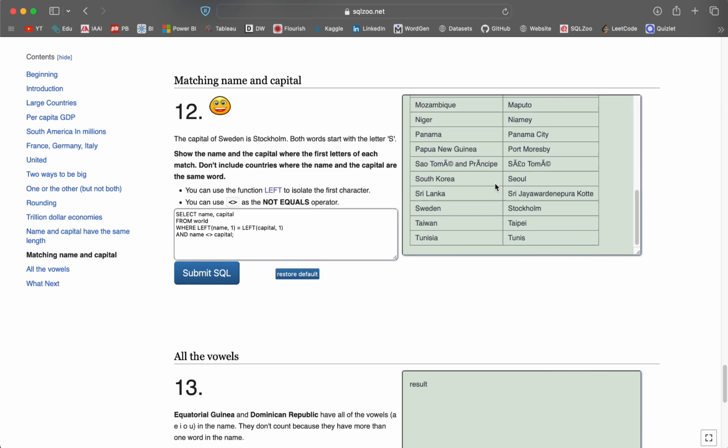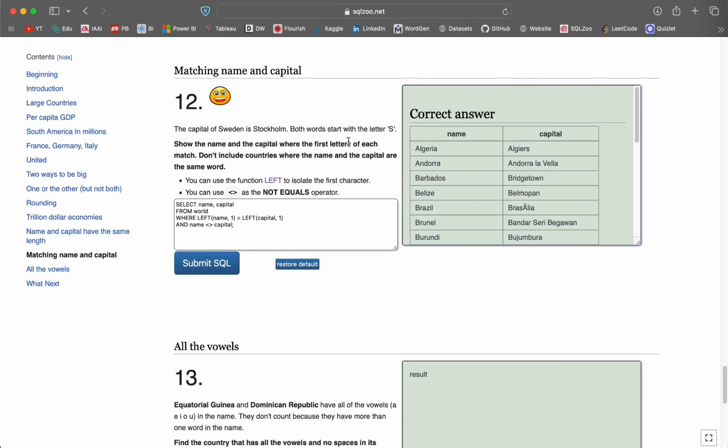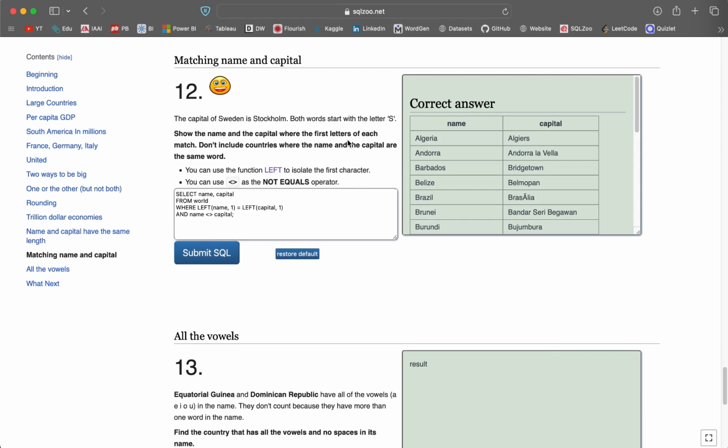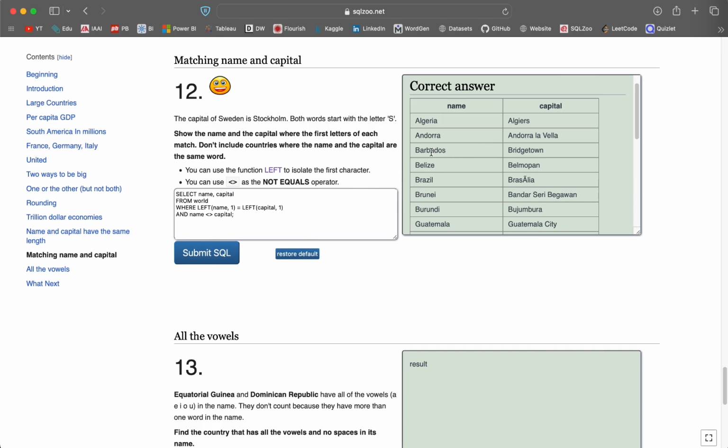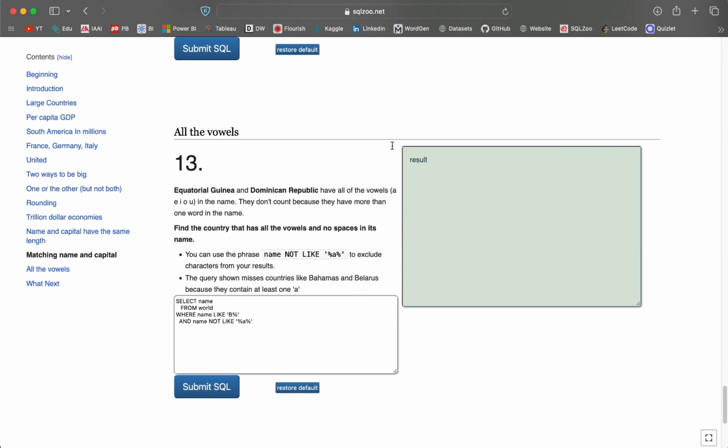And these are the correct answers right here. Meaning these countries' names start with the letter A and their capitals also start with the letter A. These countries, the first letter of the name starts with B. Same goes for the name of the capital, it starts with B.